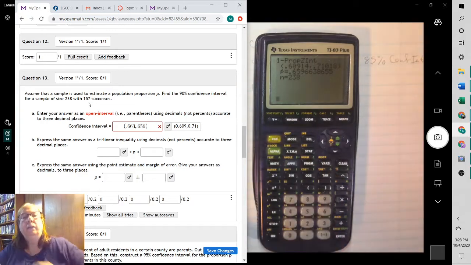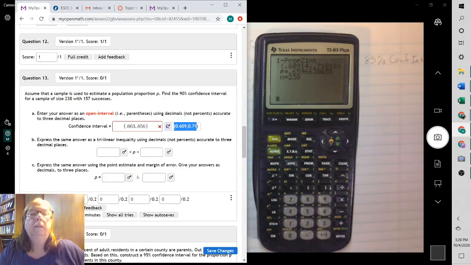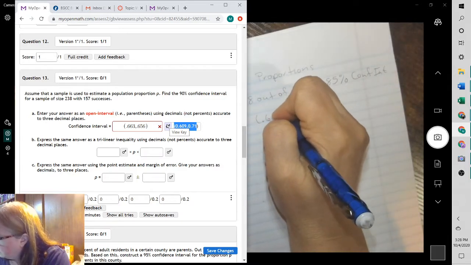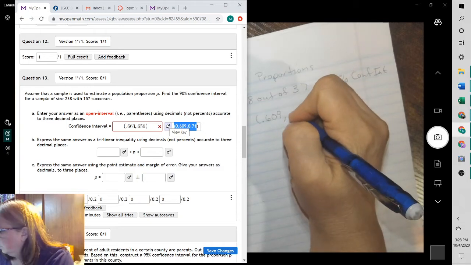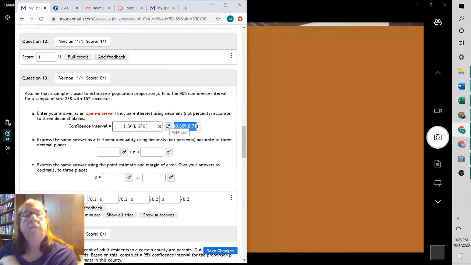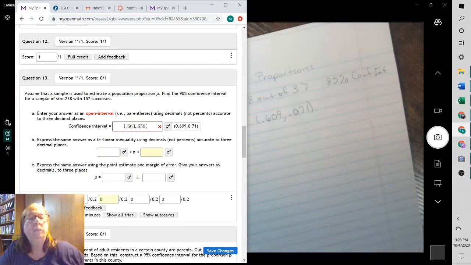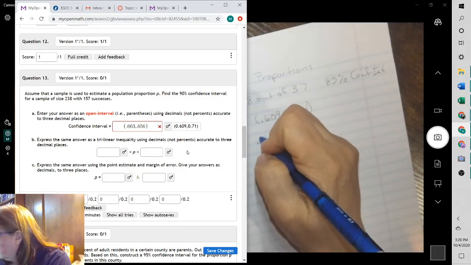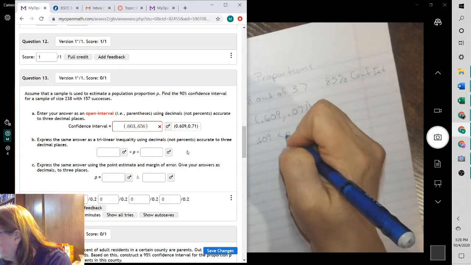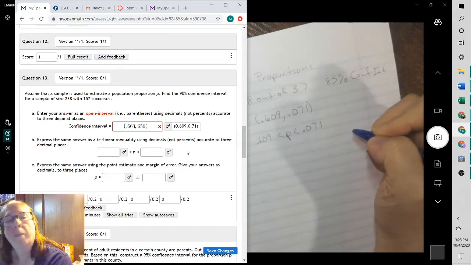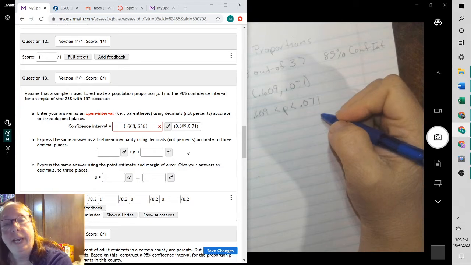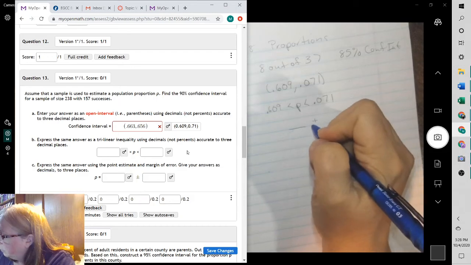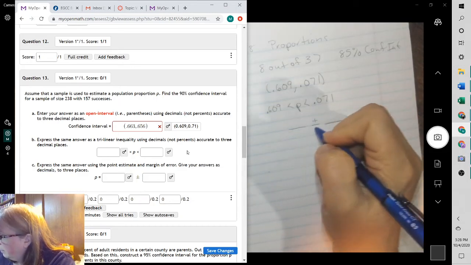So the 0.609 right here. So 0.609 to 0.071. Now writing it this way, it's just the same numbers. You can write it this way or this way. Now the last one, when they do it with the error, the plus or minus, to find these two values, this one you add, this one you subtract.